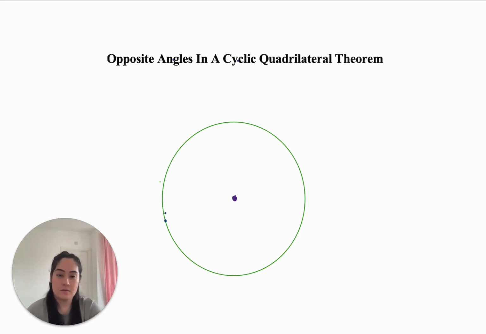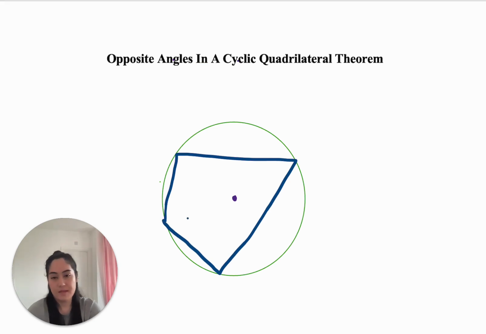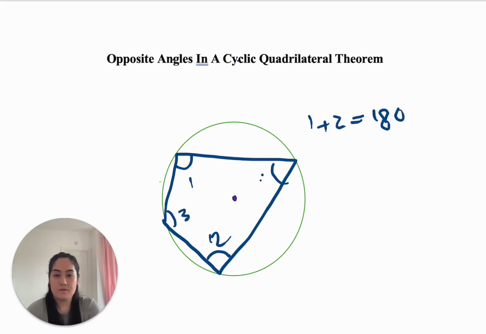For the next theorem, we're going to look at a cyclic quadrilateral. A cyclic quadrilateral is a quadrilateral where all the sides will touch the circumference of the circle. In a cyclic quadrilateral, opposite angles will always add up to 180. So angles 1 and 2 will equal 180 degrees. Angles 3 and 4 will always also add up to 180 degrees. Altogether, there will be 360 degrees in a quadrilateral, as we've already mentioned before, but the opposite angles of a cyclic quadrilateral will always add up to 180 degrees.